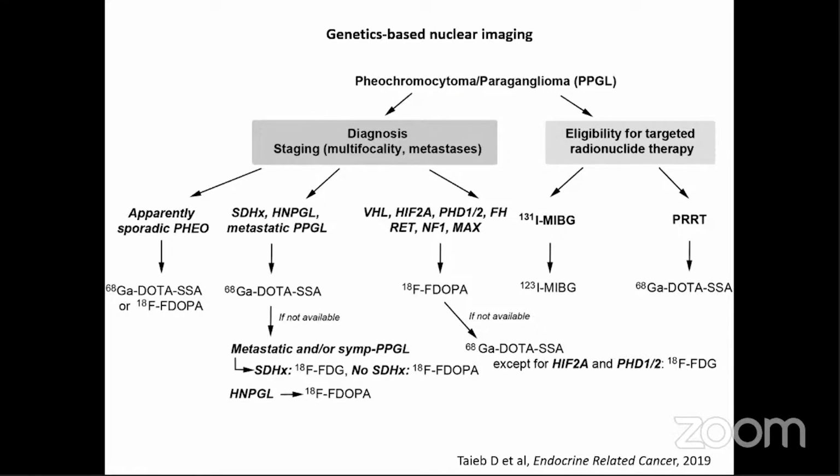However, the two exceptions are the EPAS1 mutation and prolyl hydroxylase mutations, where DOTA doesn't do a good job. So probably here, the second best choice would be an FDG PET. If we don't have DOTA, even in other SDH patients, we can still go for an FDG PET, but FDG PET is not a good test for cluster 2 PPGL.